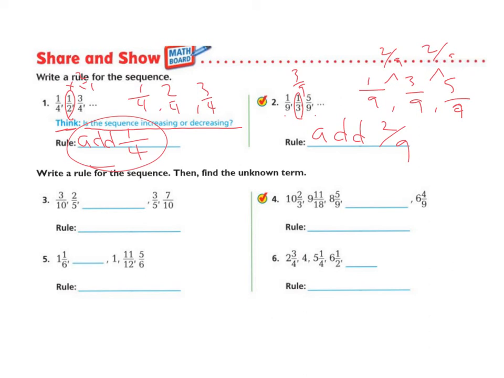All right, so I'd like you to complete the rest on your own. I'll be on the carpet if you need me. You can work with a partner. Good luck.